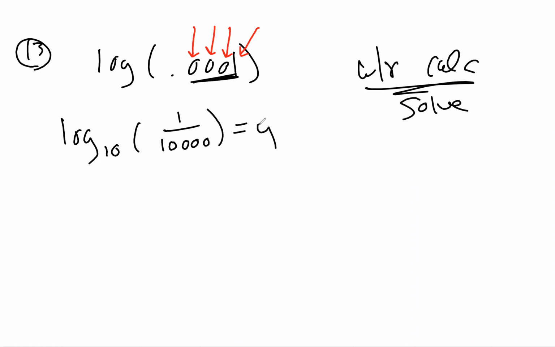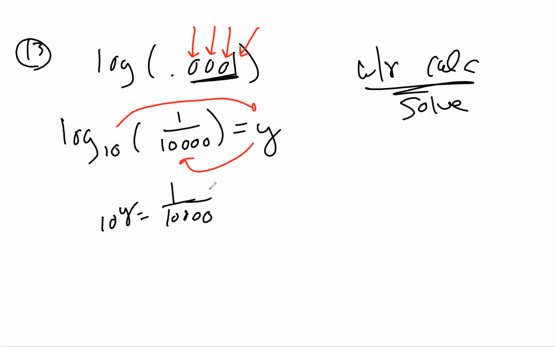And then we're going to put an equals y on there, and we're going to draw our arrows. And we're going to say, okay, well, 10 to the y equals 1 over 10,000. Now we're trying to figure out 10 to what number gives me that. If I just look at 1 over 10,000, I need to somehow turn that into a base 10, because this 10 to the y isn't going to change.